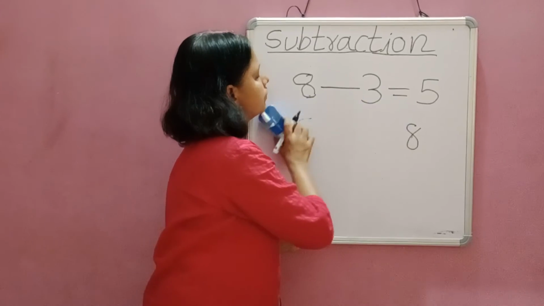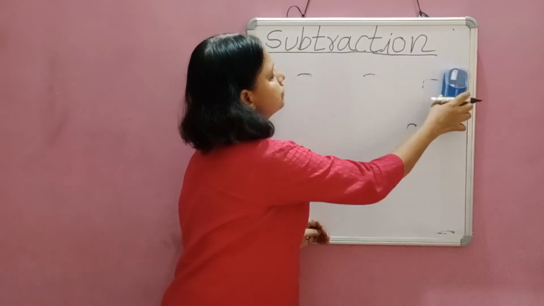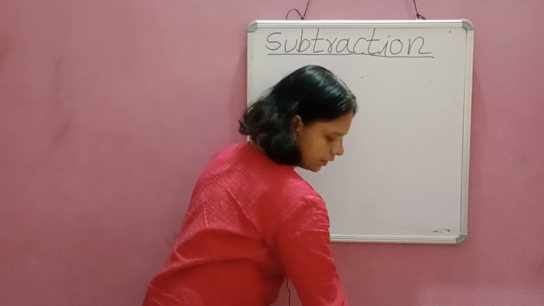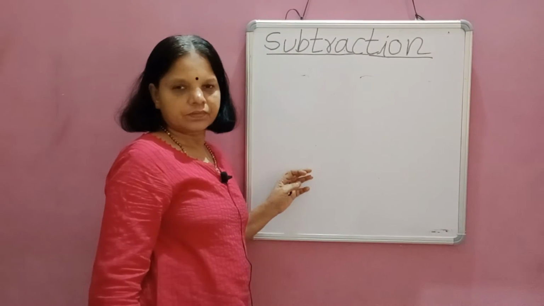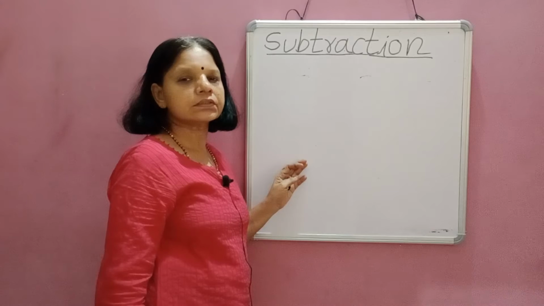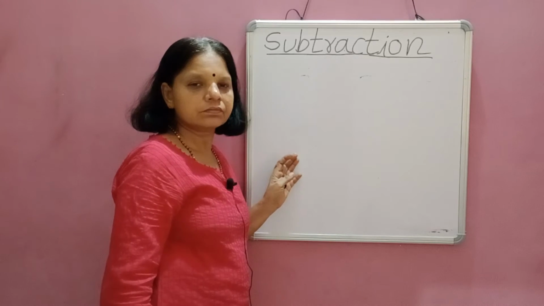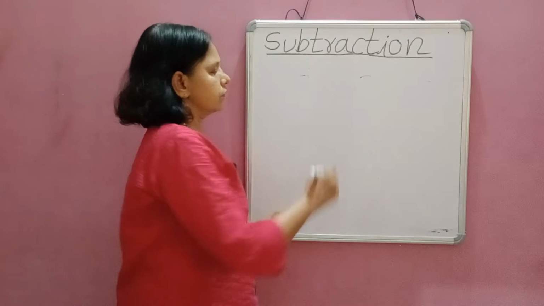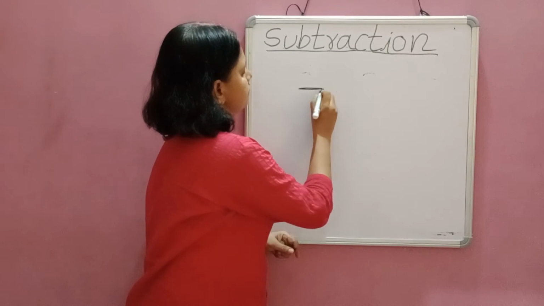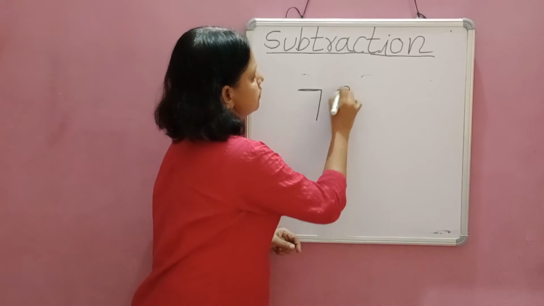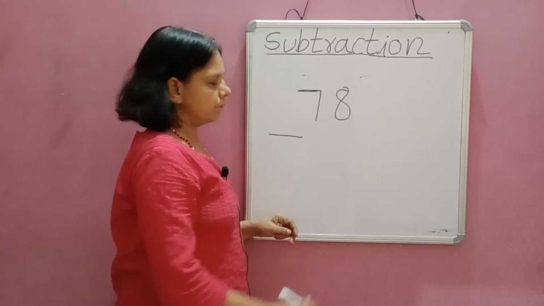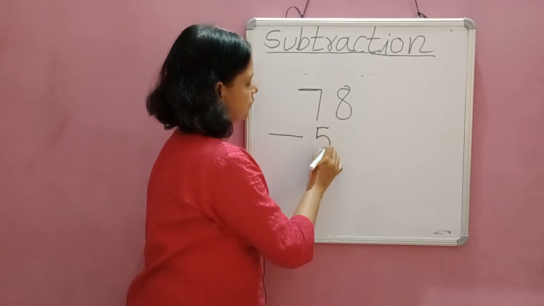So here also you have to study the subtraction of single digit numbers only. The remaining you can do using the place value concept. So we will take another example. 78, and put the minus sign here, minus 53.